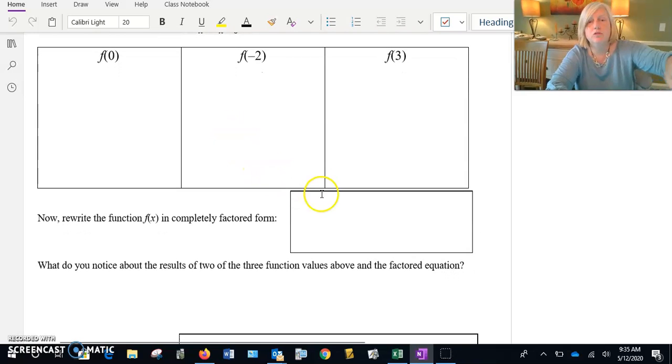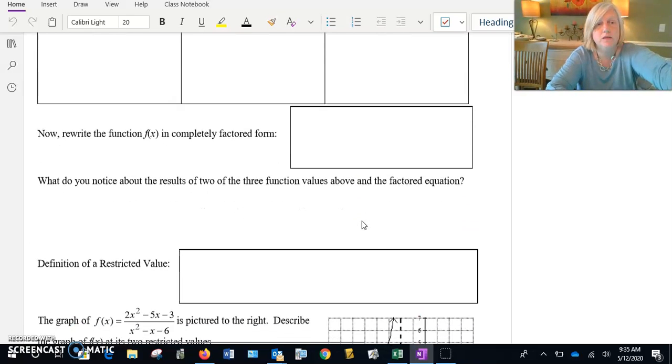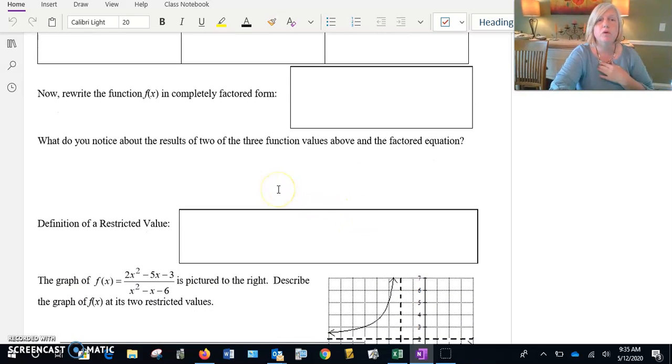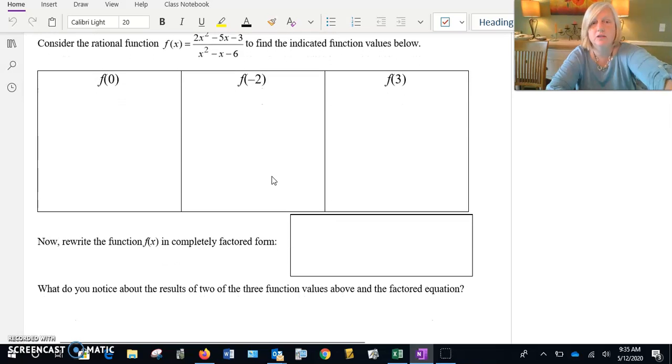Then I would like you to, once you find those values, completely factor it, which is what we've been practicing in prior videos. I would like you to tell me, what do you notice about the results of 2 of the 3 function values? So there should be something that's the same about 2 of them that's a little different. And kind of stop right there. I'll throw up some questions in the Edpuzzle for you guys to answer, but let's have you do that, and then we'll come back in.